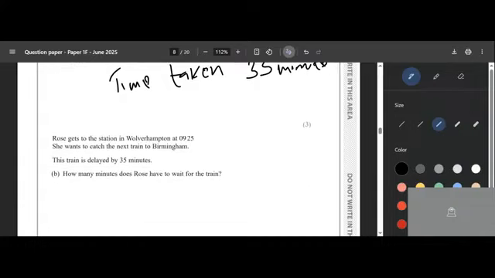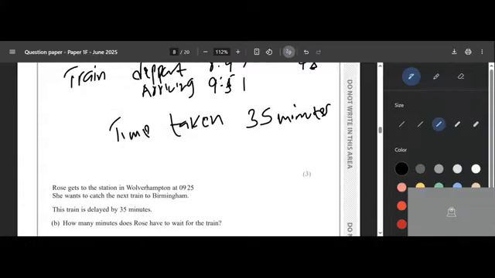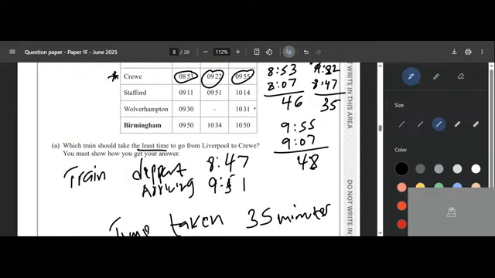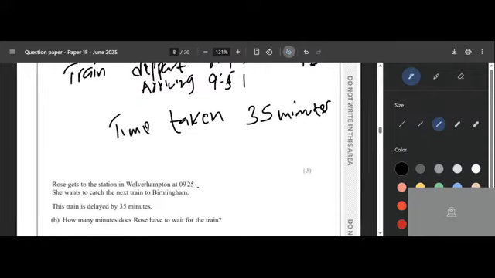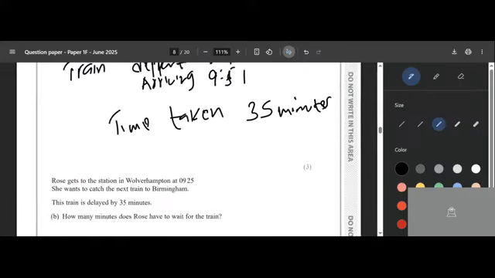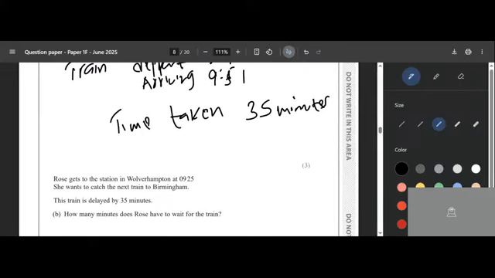Then you're told that Rose gets to the station in Wolverhampton. Let us see. In Wolverhampton, we have got this time, but we have got a dash here. It means that there's a delay or it's not available. So the person has just arrived at 9:25. So she wants to catch the next train to Birmingham. This train is delayed for 35 minutes.